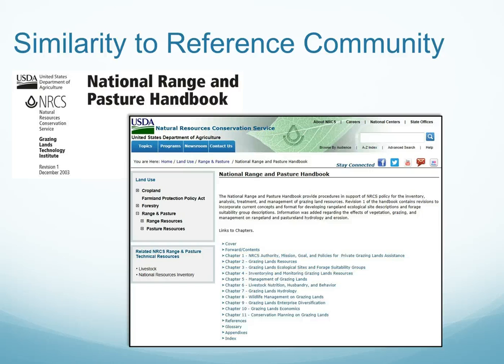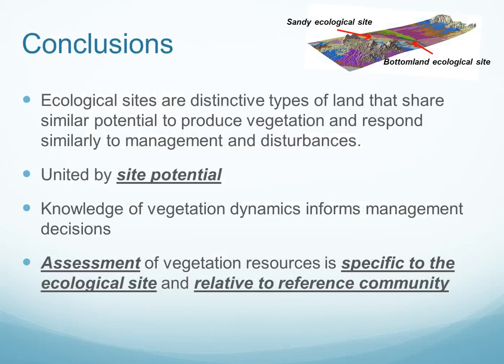This is very clearly described in the National Range and Pasture Handbook. This handbook is available as a web resource, and there's a link to it in the learning guide. In conclusion, ecological sites are distinctive types of land that share similar potential to produce vegetation and respond similarly to management and disturbances. They are united by a number of features, one of which is the site potential. Our knowledge of vegetation dynamics is important because it informs management decisions, and the assessment of vegetation resources on a site is specific to the ecological site and is done relative to the reference community.